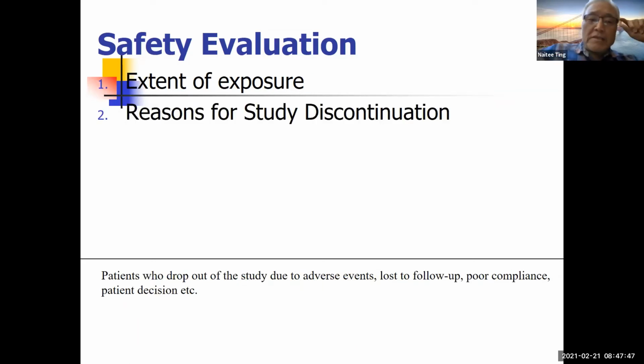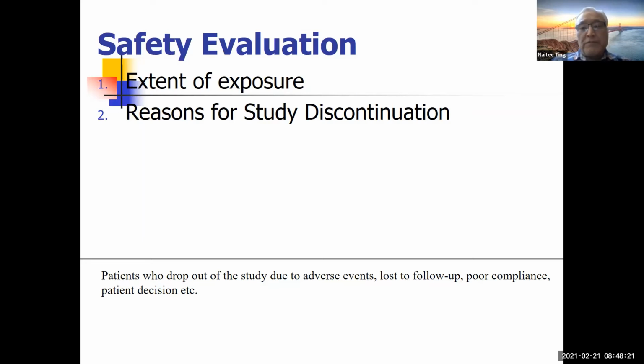The next thing we'll look at is reasons for study discontinuation. Study discontinuation really affects the duration of exposure. So again, this is still part of the denominator. And you want to know not only at what time the patients discontinued, but also the reasons, because if a patient discontinued because of lack of efficacy, because of moving out of town or some other things, it's not related to safety.